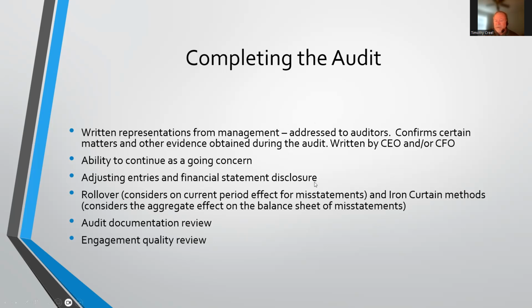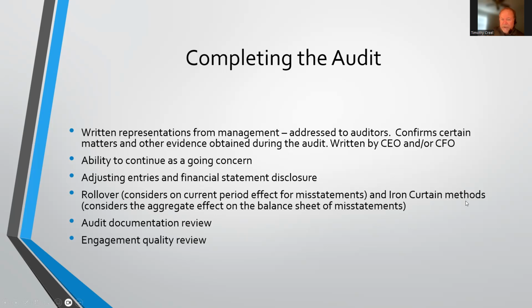Adjusting entries and financial statement disclosure: the auditors would basically make sure that adjusting entries were proper, and that anything that needs to be disclosed in connection with the financial statements is disclosed in the notes or on the financial statements. Rollover considers current period effect for misstatement, or the iron curtain method.